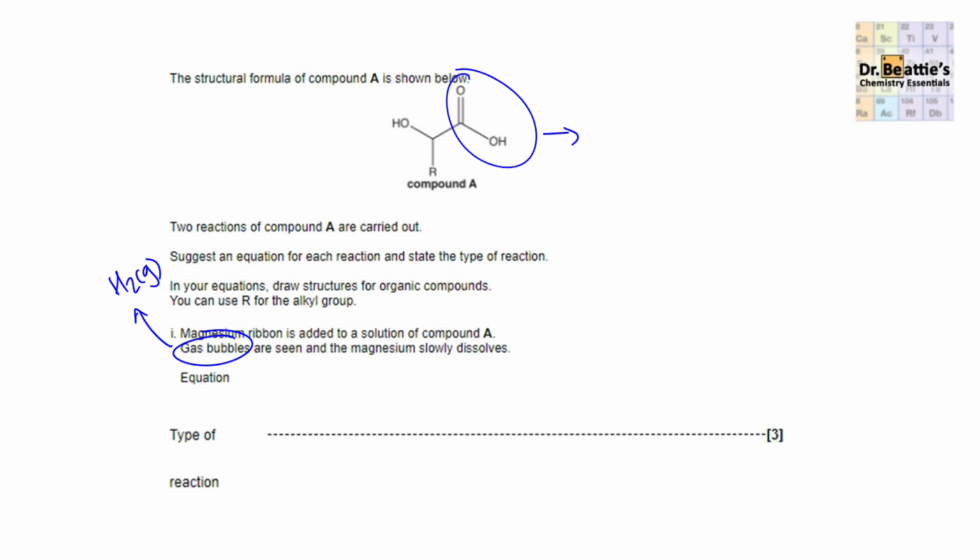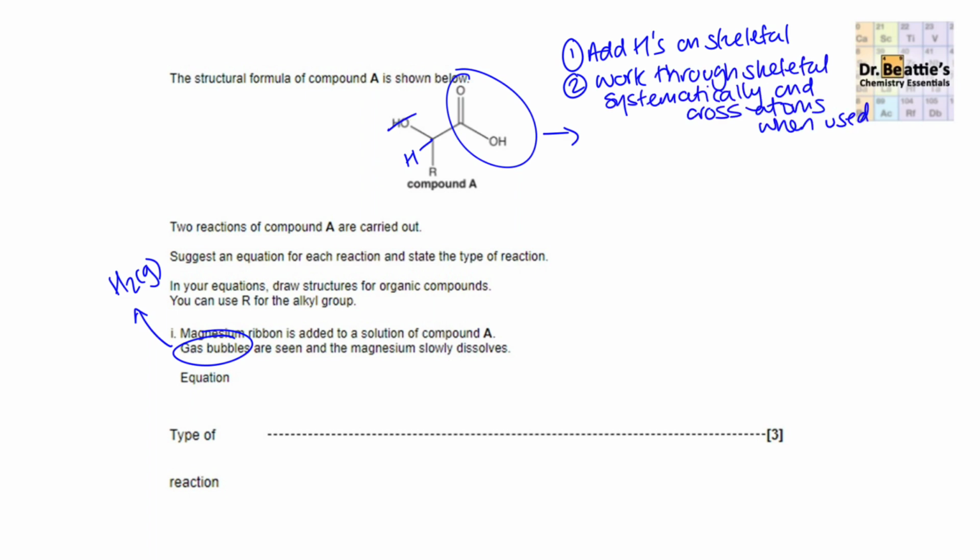a shorthand structural formula. So a good approach with this is just to add in any hydrogens, firstly on our skeletal formula, because they're easy to forget otherwise. Just work through the structure systematically and cross off atoms when you've used them. We've got the OH of that, so we just put that down first.